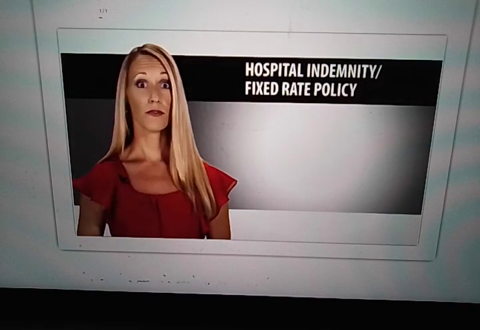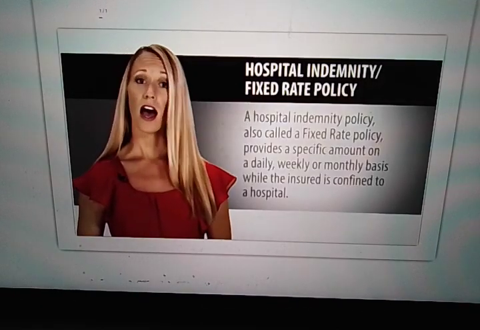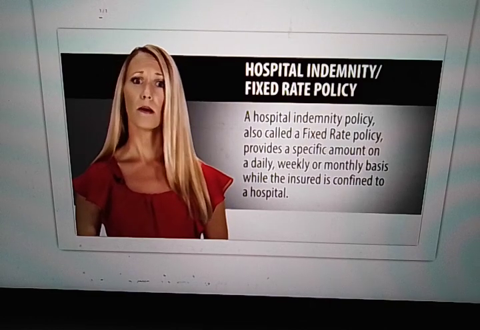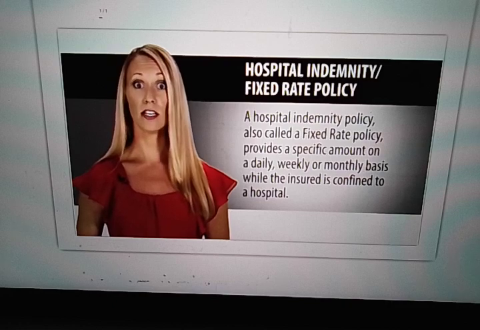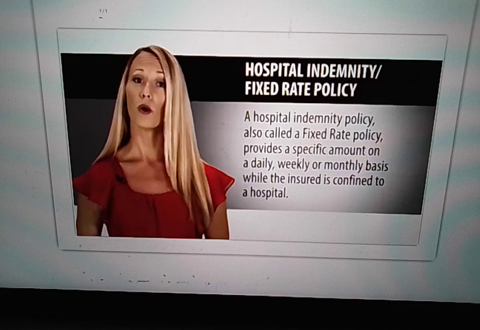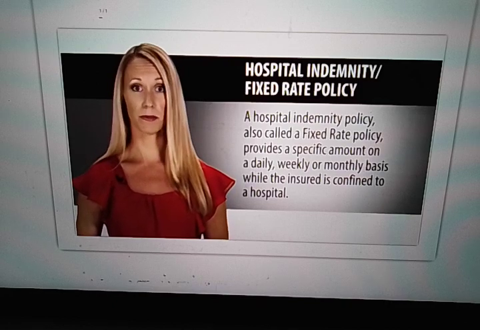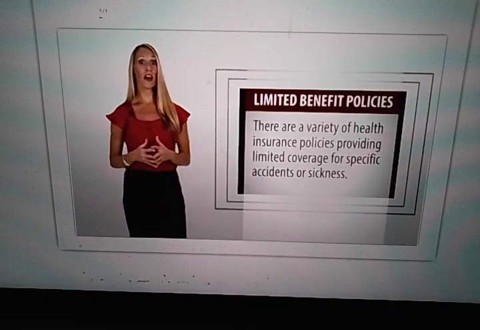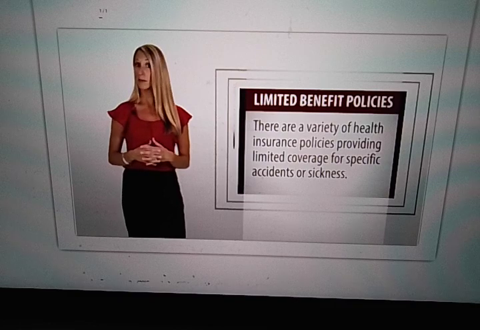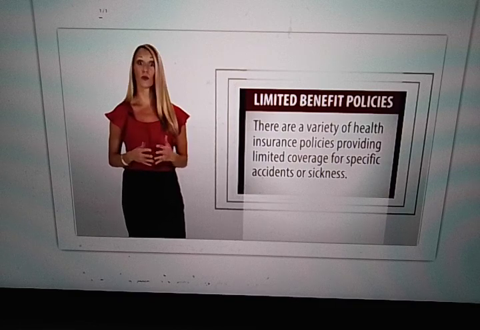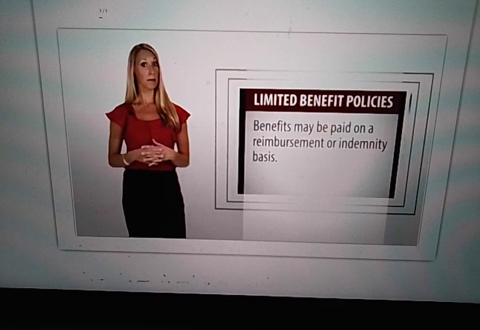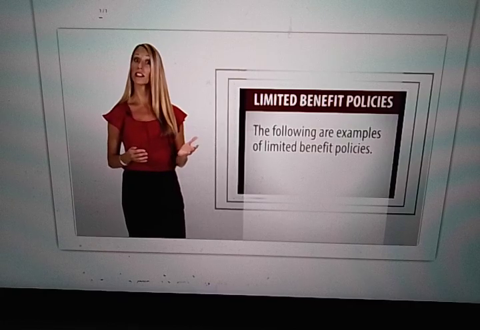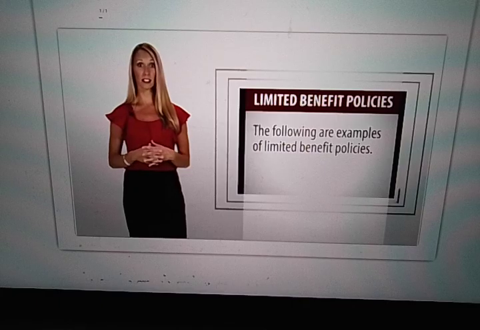Other types of medical expense coverages. Hospital indemnity, fixed-rate policy. A hospital indemnity policy, also called a fixed-rate policy, provides a specific amount on a daily, weekly, or monthly basis while the insured is confined to a hospital. Limited benefit policies. There are a variety of health insurance policies providing limited coverage for specific accidents or sickness. Benefits may be paid on a reimbursement or indemnity basis. The following are examples of limited benefit policies.